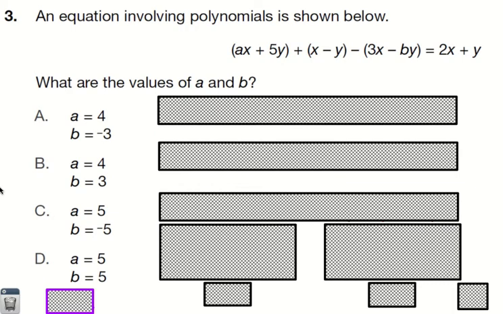Number 3. This one is sort of scary looking at first glance, but please. An equation involving polynomials is shown below: ax plus 5y plus ax minus y minus this quantity 3x minus by equals 2x plus y. What are the values of A and B? So what would A have to be and B have to be for all of this to just equal 2x plus y?